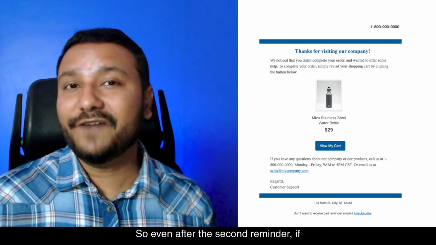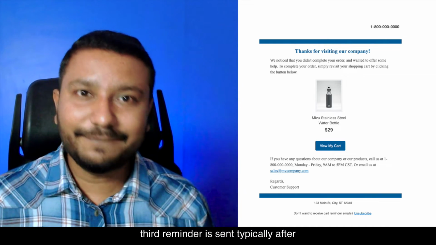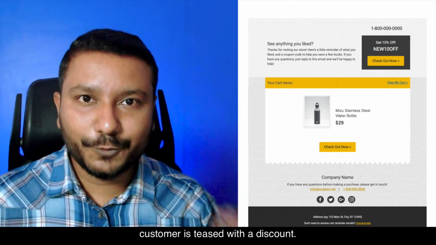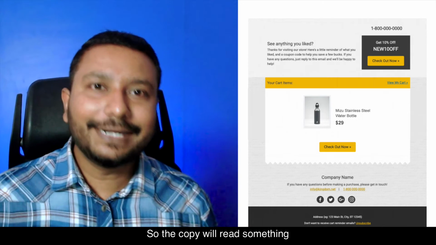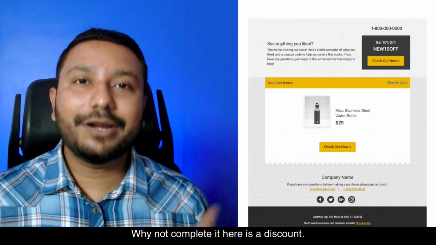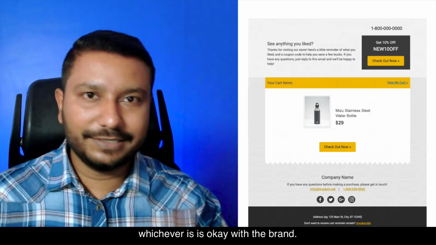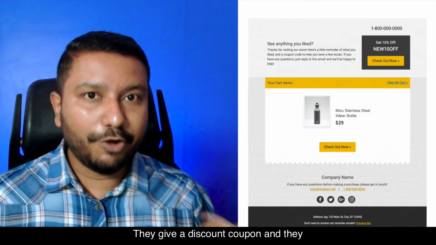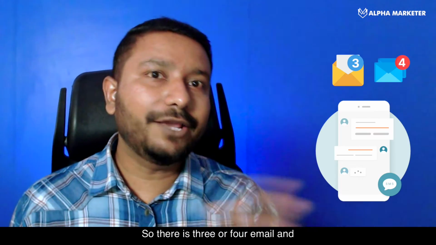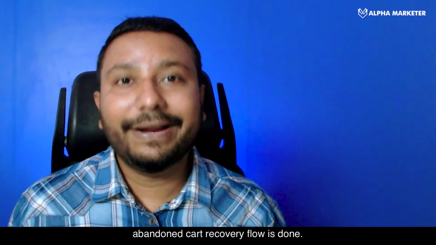That's it. So even after the second reminder, if the customer did not purchase, then a third reminder is sent, typically after 24 hours. And in this reminder, the customer is teased with a discount. So the copy will read something like this: Dear customer, your cart is still pending. Why not complete it? Here is a discount, maybe flat 10% off, flat 20% off, whichever is okay with the brand. They give a discount coupon and they push them to complete the purchase. That's it. So there is 3 or 4 email and SMS follow-up, and with that, the abandoned cart recovery flow is done.